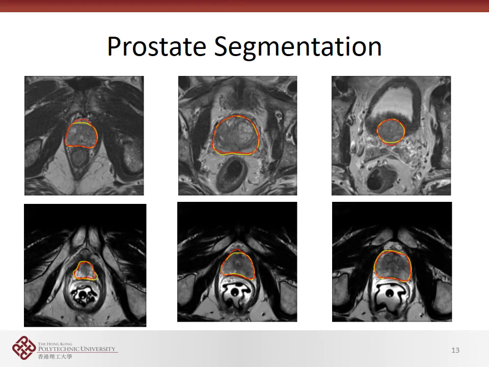Here are some results of our model on prostate segmentation. There are still two kinds of lines, the red lines and the yellow lines. One of them represents the ground truth labeled by doctors, and the other color represents our results. You can see that in most cases, our automated segmentation results are well consistent with the ground truth labeled by doctors. In some cases, there are some differences between the ground truth and our automated segmentation results.